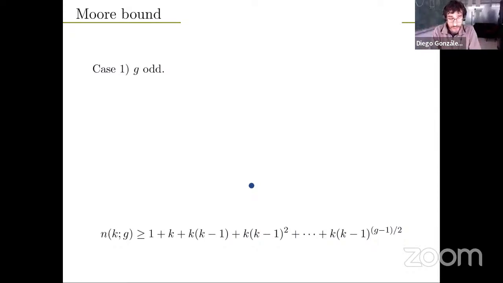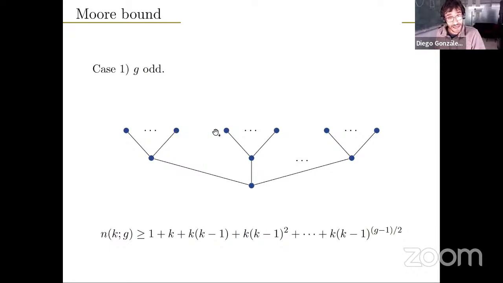So what we want to do now is to find bounds on the order of a kg cage, and this bound is given by the famous Moore bound. First, I'm going to show a lower bound for cages with odd girth g. So we have one vertex, and in a kg cage, this vertex must have k neighbors. Here we have the k neighbors. And if the girth is not 3, then the neighbors of every one of these k vertices must be an independent set.